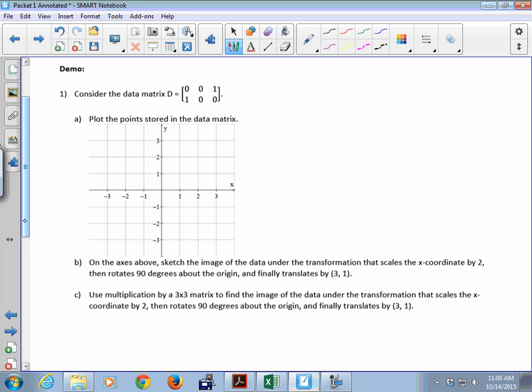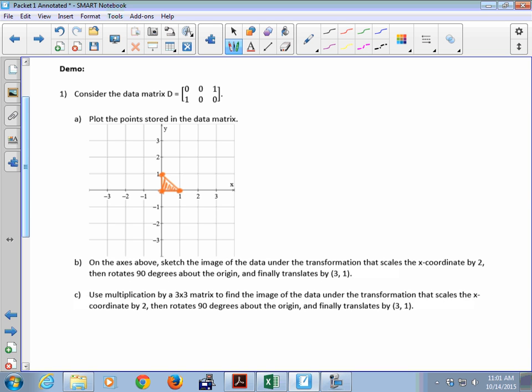So I have a data matrix. This is really simple, it's 3 points. I've got a triangle. So I have 0, 1 right here, 0, 0, and 1, 0. So this is a triangle, and I've stored it in a data matrix. I'm not going to do anything with matrices yet. I'm just going to draw what happens to this image of the data if I do 3 transformations, right?